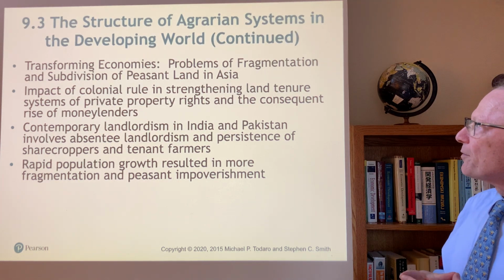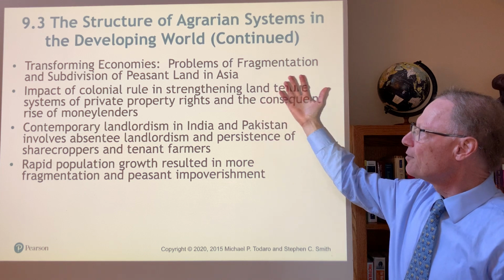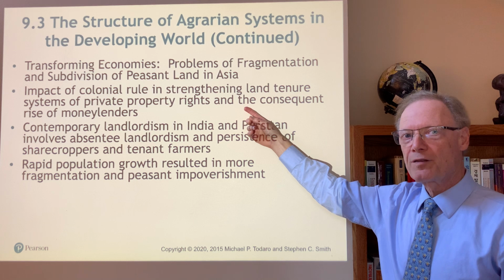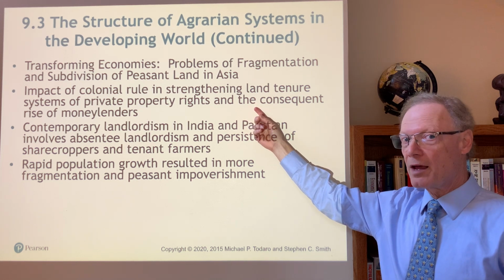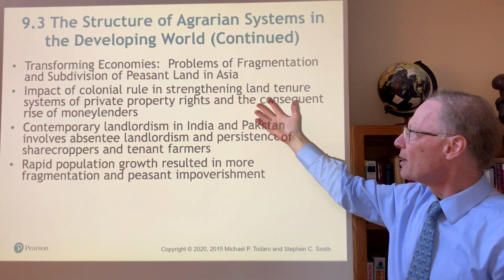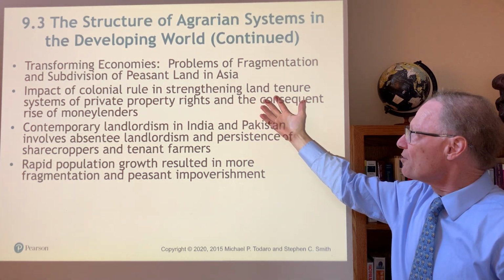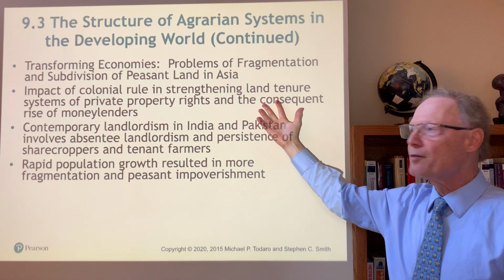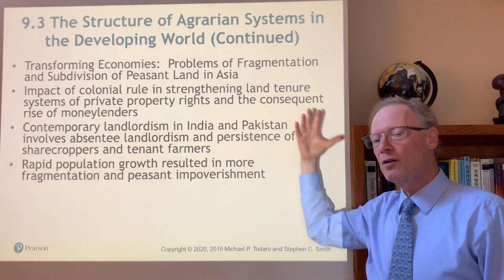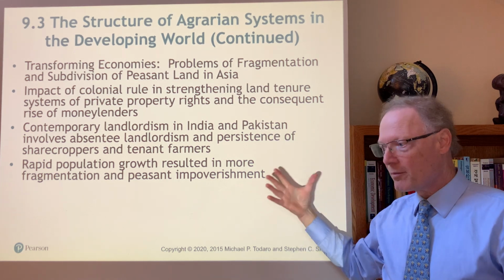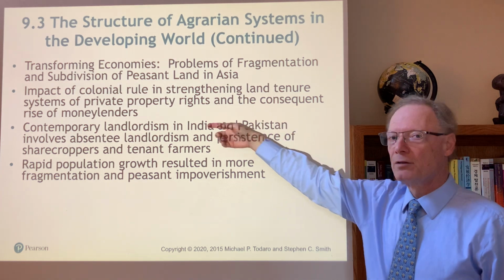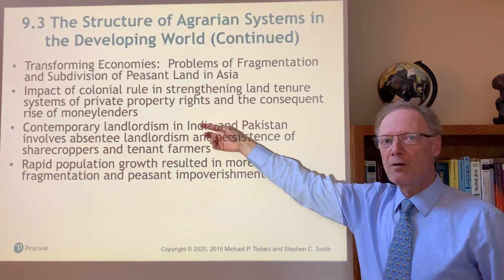And so we can see in the case of Asia in particular that colonial rule had a very substantial negative effect, as so often it does through its impact on institutions. This rule strengthened land tenure systems with private property rights that gave more control to those who became able to be designated as the landowners, and also led to a rise of the power of moneylenders.